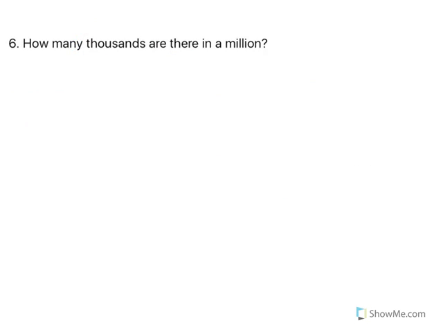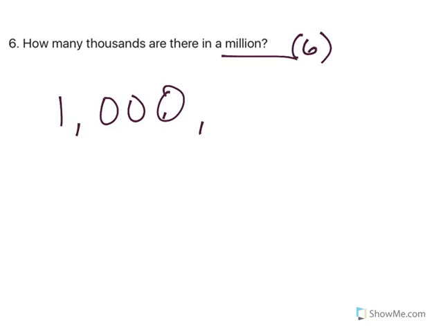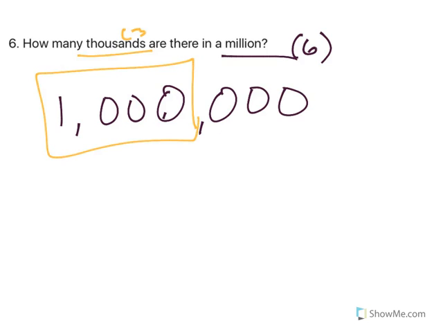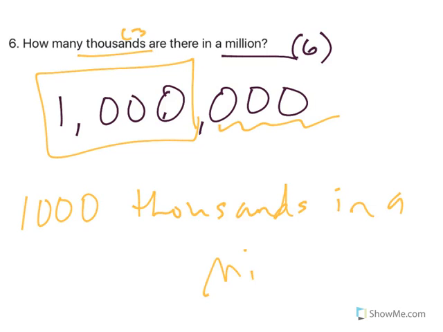Number 6 is going to be similar to that. How many thousands are there in a million? Well, a million means 6. So if I just write my 1 million, then I say, okay, 1,000. 1,000 means 3. So if I take out 1,000, what's left? Another 1,000. So there are 1,000 thousands in a million.